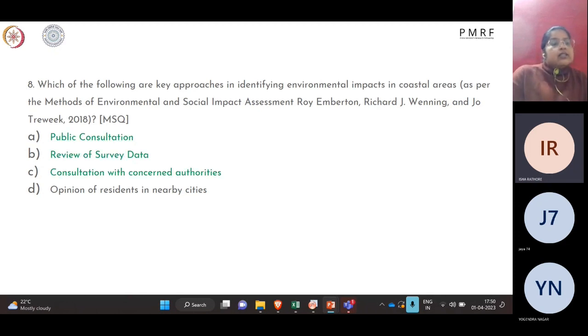Okay, so the correct answer is A, B, and C. That is, you need to do public consultations with the key stakeholders, that is people whose livelihood depends on the coastal zone. You need to do consultation with the key authorities and government agencies because they collect data on these things, and some of them are doing research in these areas as well. So you need to do a consultation with them. Then you need to review the survey data, and then you need to consult with the concerned authorities as well. So A, B, and C are correct, whereas you do not need the opinion of nearby city residents.